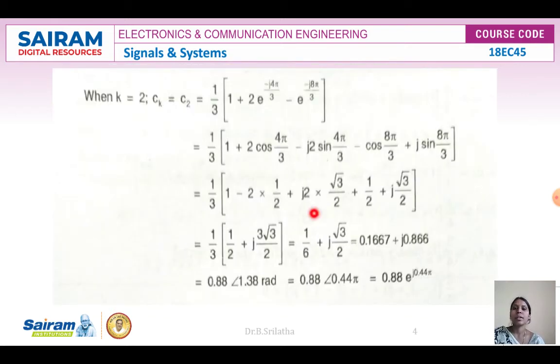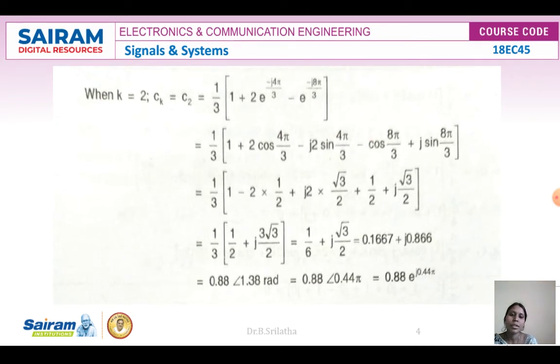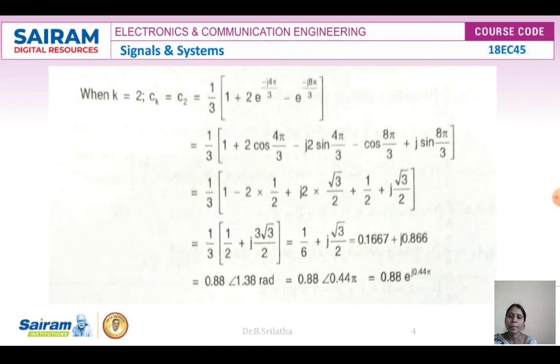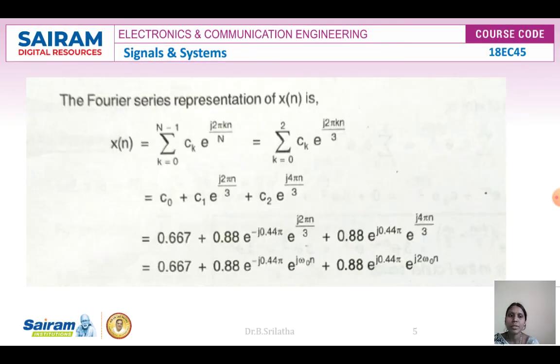Now similarly for k is equal to 2. If you substitute, 1 by 3 into (1 plus 2 e power minus j 4 pi by 3 minus e power minus j 8 pi by 3). Here e power minus j theta is cos theta minus j sin theta, and for the third term e power j theta is cos theta plus j sin theta. Cos 4 pi by 3 is 1 by 2, sin 4 pi by 3 is root 3 by 2, and the same for 8 pi by 3. If you simplify, we get this. If we want, we can convert between polar and rectangular form. Now the Fourier series representation of x.